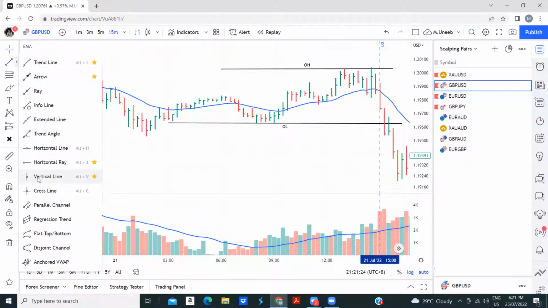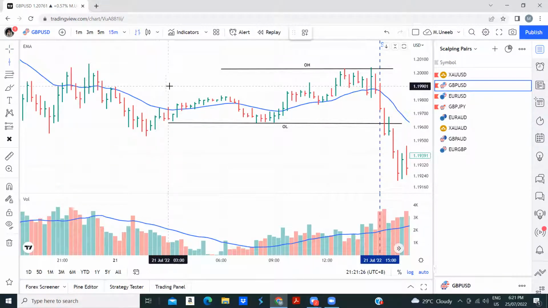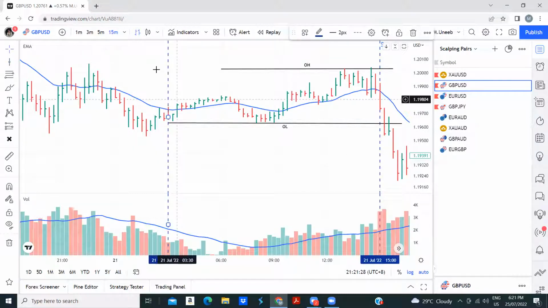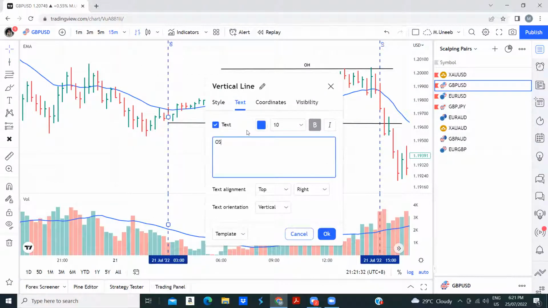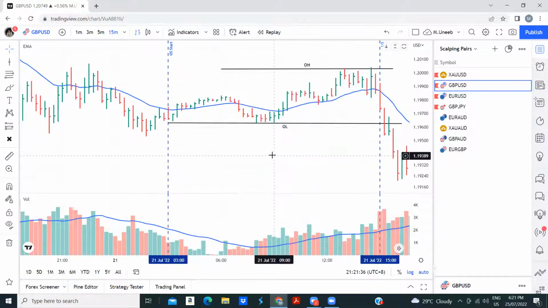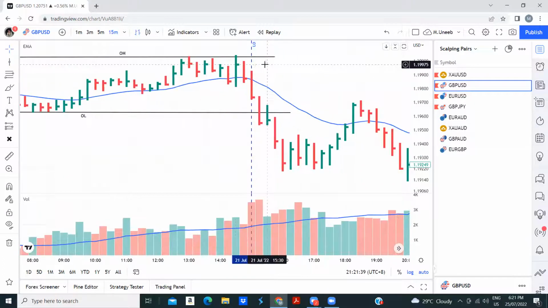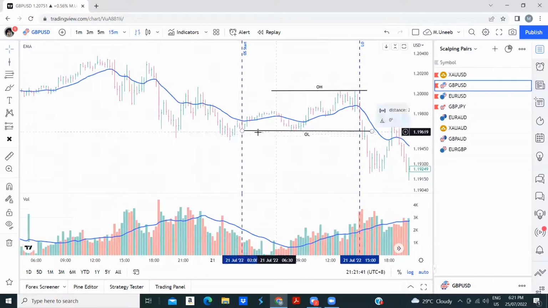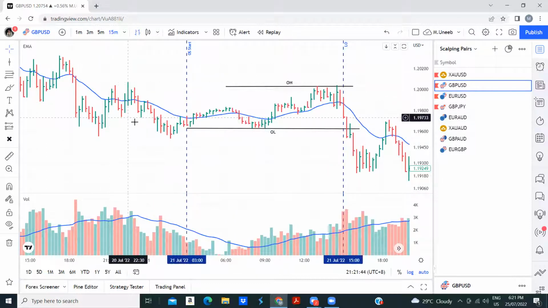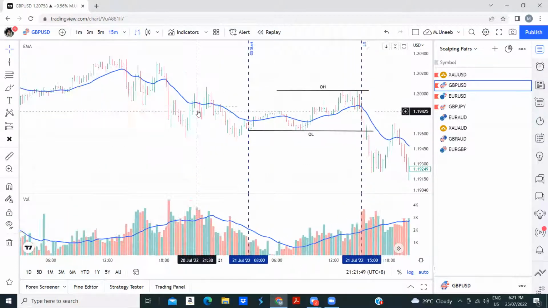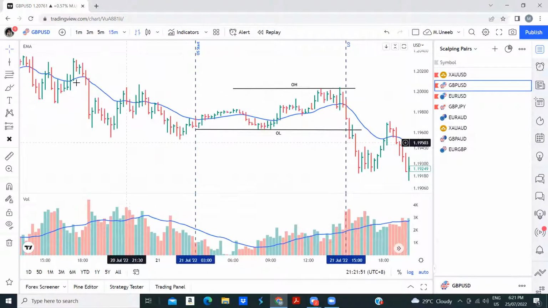Okay, the overnight session started from this point. We call it OS, overnight session start. Okay, and then we have London Open here. And what is the structure? Before the start of this session, what do we notice here? Can you tell me? The price is doing what? Price is going distribution. Yeah, distribution phase.